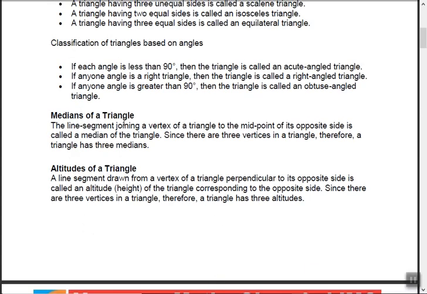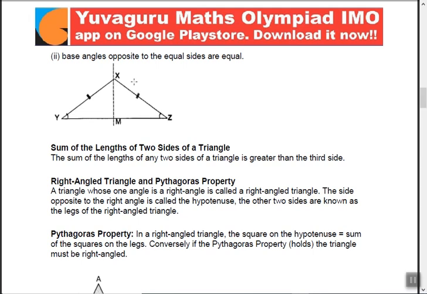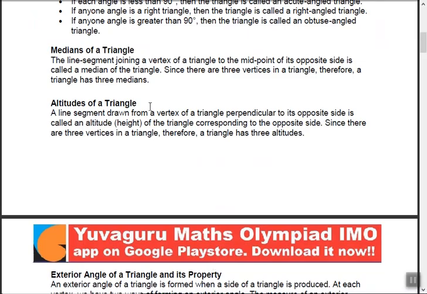Now what is the median? The line segment joining the vertex of a triangle to the midpoint of the opposite side is called a median. Means what? See this triangle XYZ. This M is the midpoint of YZ, and a line from X is joining YZ at M. So this XM is called the median. Now as a triangle has three sides, it will definitely have three medians. Okay, and the point where the medians meet is called the centroid.